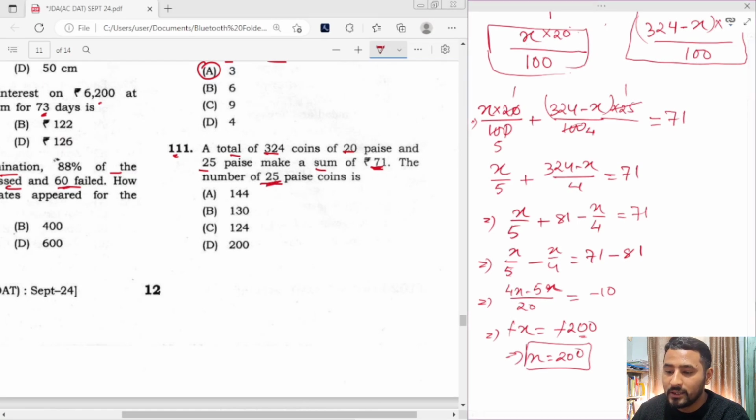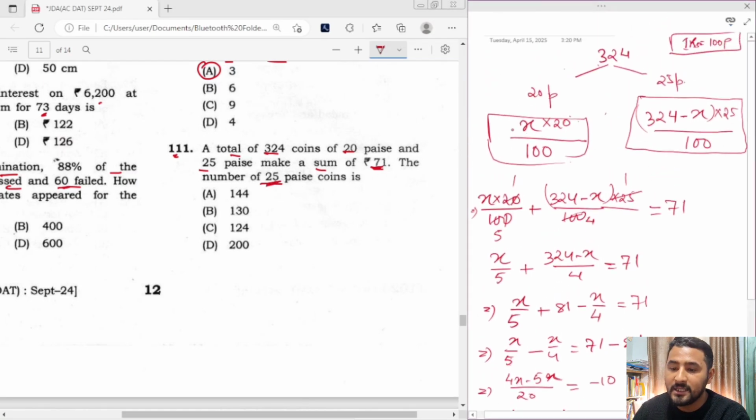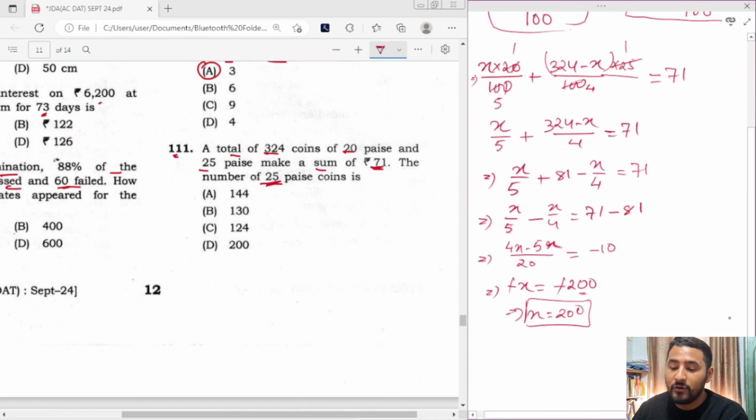You remember, right? In the beginning, I said 20 paise to be x, and 25 paise as 324 minus x. So we got the value of x as 200. So what will be the total? You should do 324 minus x. You'll get how much? These are the 25 paise coins. So 324 minus x is 200. This will be how much? 324 minus 200 will be 124.